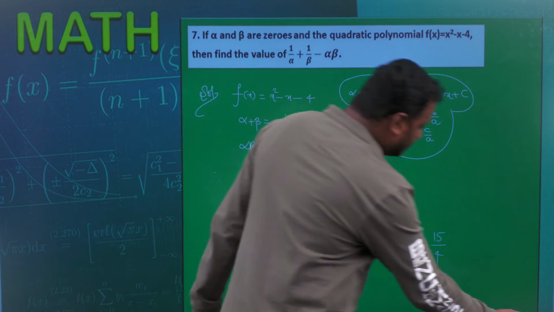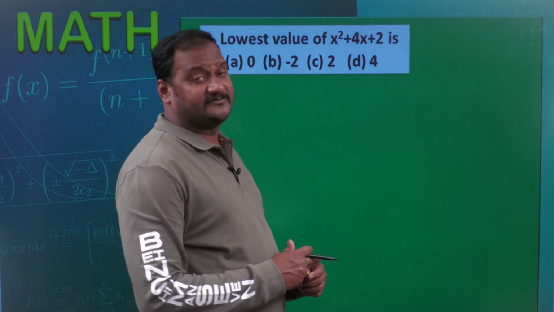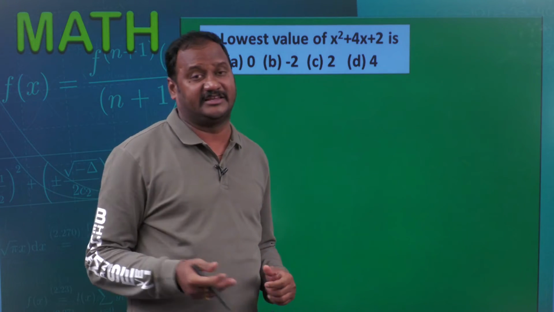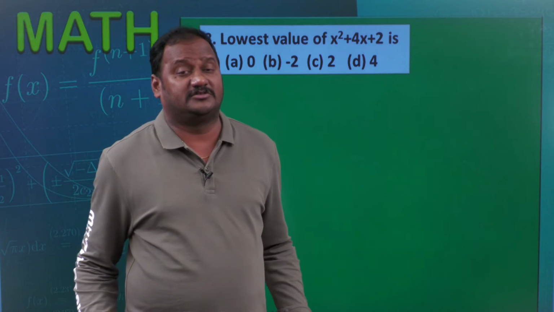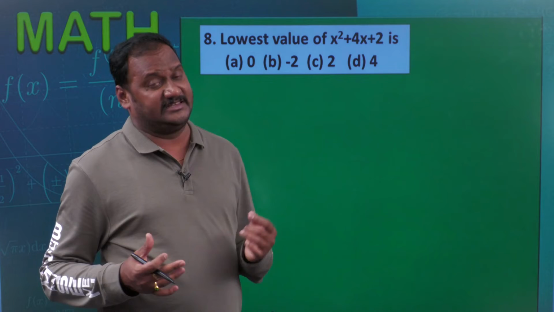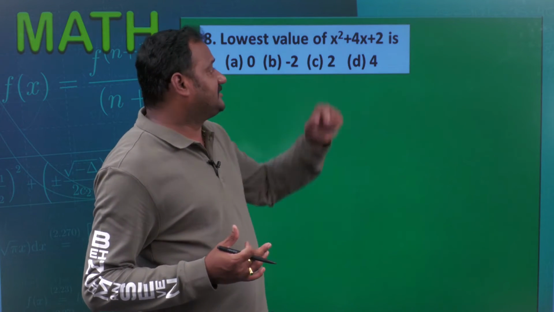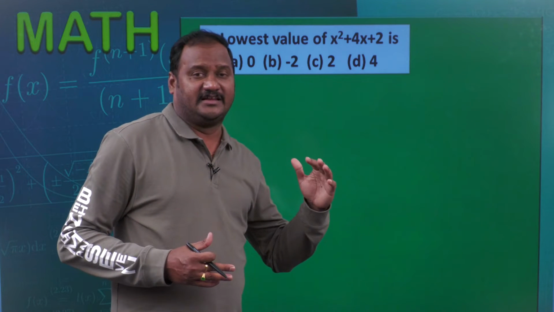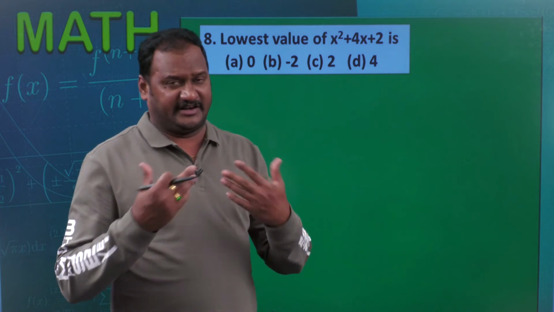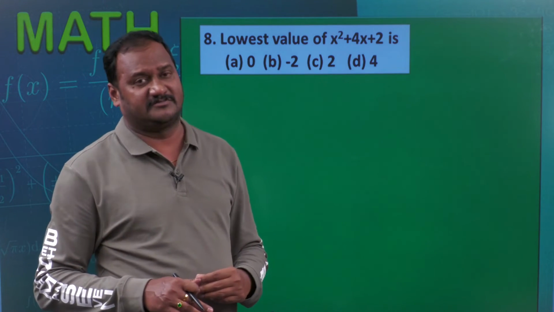Okay, so moving on to the next problem. Here the next problem is, what is the lowest value of x square plus 4x plus 2? In order to solve these kinds of problems, you will have to think about which way we will have to start, because how to start is a major problem that everybody has. This is nothing about sum of roots, sum of zeros or product of zeros, or finding a quadratic polynomial. We are going to find what is the least value of this polynomial.